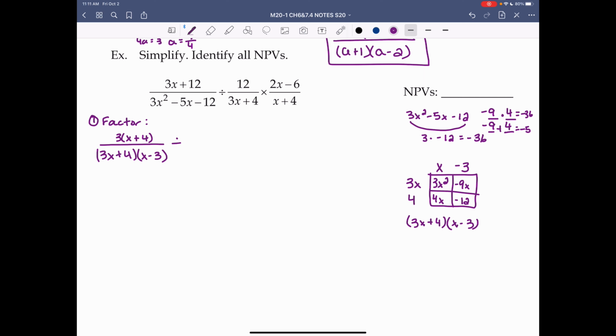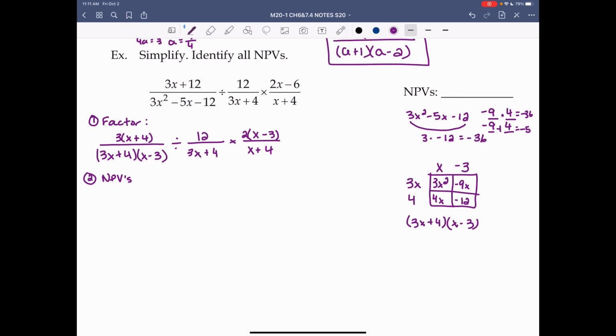The second fraction is 12 over 3x plus 4. We can't factor 3x plus 4. And the third fraction, 2x minus 6, we can factor out 2. It becomes 2 times x minus 3. On the bottom, x plus 4 we can't factor. Step 2, we need to do the NPVs.